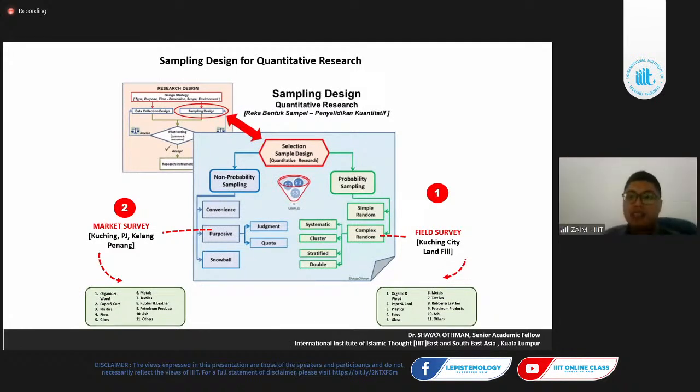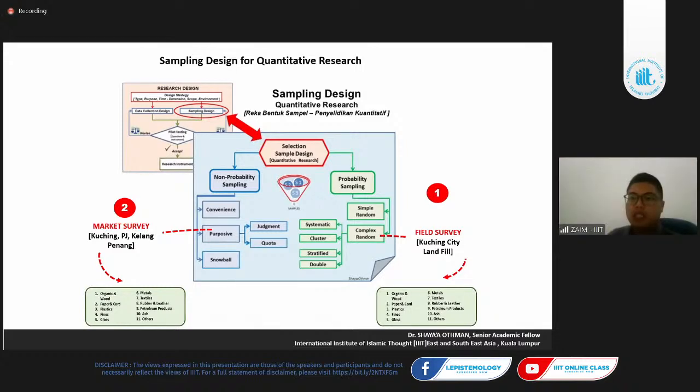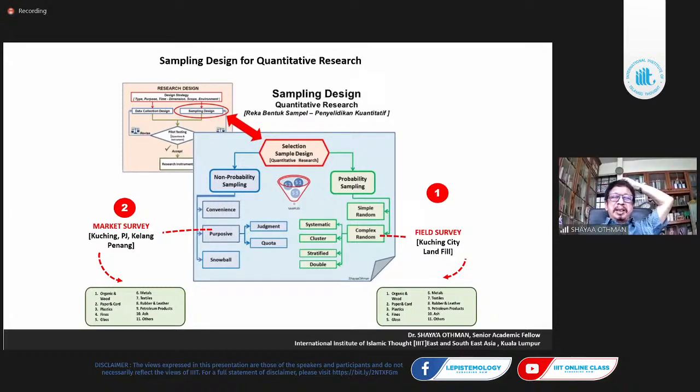Doctor, if I may ask, have you ever come across research that used G-Power software to determine the sample size? Sorry? Have you come across research that used G-Power software, the software named G-Power, in order to determine the sample size? No, I didn't. Is there anything interesting on the G-Power? Is it determined on what area?